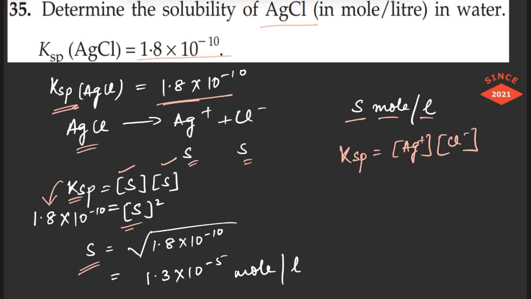Okay? So what will be the value of square root of 1.8 into 10 to the power minus 10? Its value is 1.3 into 10 to the power minus 5, and this is the solubility of AgCl. So solubility of AgCl will be 1.3 into 10 to the power minus 5 mole per liter.